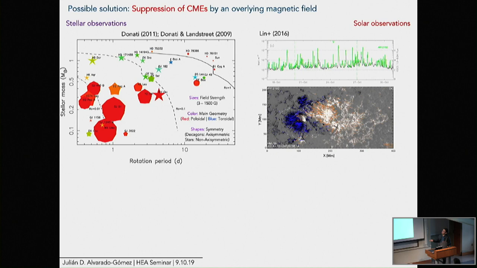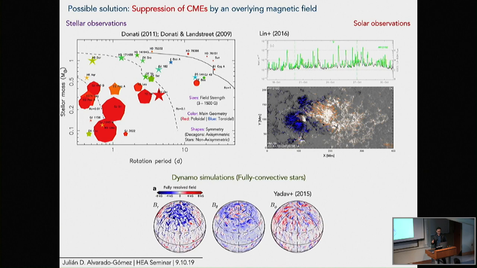These stars have large-scale kilogauss magnetic fields compared to the solar one, which is on the order of few gauss. If you don't believe in observations, then, well, you can ask your favorite theoretician. And in dynamo simulations, you also predict that this particular star should have kilogauss fields on their surface. So we have magnetic fields to do this suppression of CMEs.